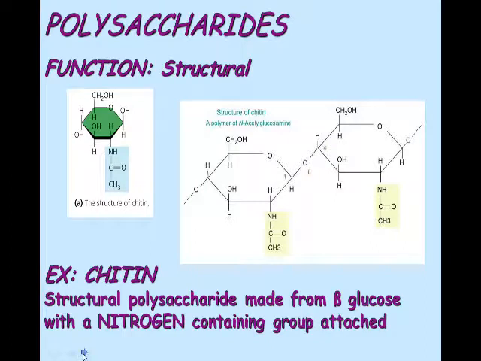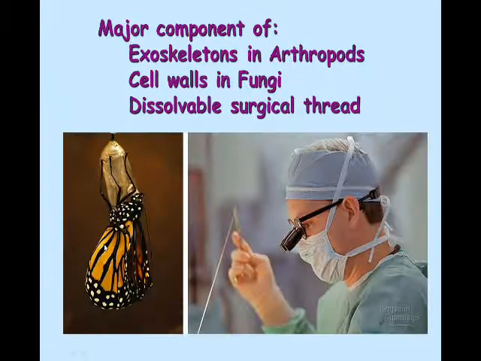Organisms that make chitin include arthropods, in their exoskeletons. They have chitin to help make them sturdy. It's also found in fungi, which put chitin in their cell walls. If you have ever had an operation where they used those dissolvable stitches, sometimes those are made out of chitin. It's a very strong and sturdy material.